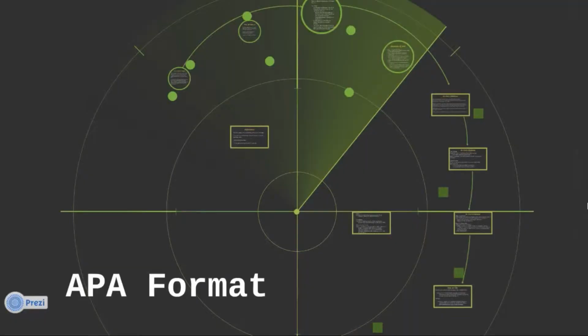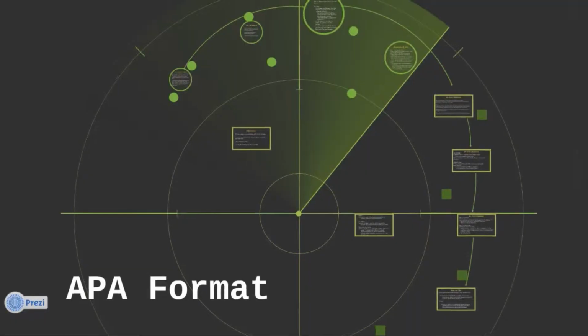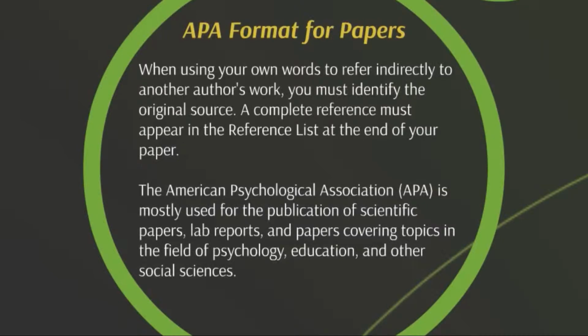Today we'll take a look at APA format. When using your own words to refer indirectly to another author's work, you must identify the original source. A complete reference list must appear at the end of your paper. The American Psychological Association, yes, you guessed it, that's what APA stands for, is mostly used for the publication of scientific papers, lab reports, and papers covering topics in the field of psychology, education, and other social sciences.